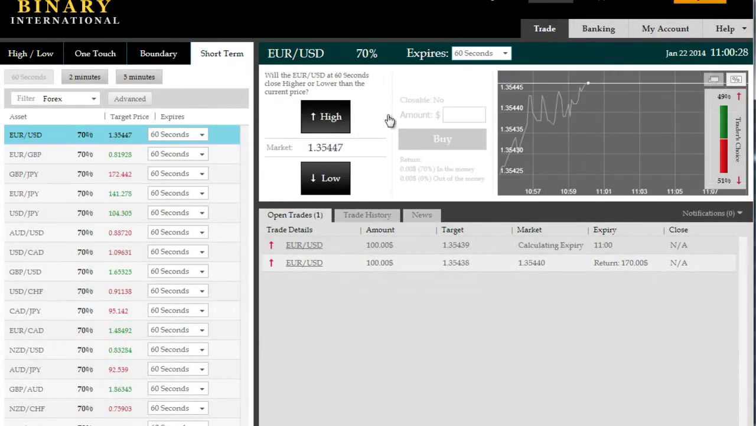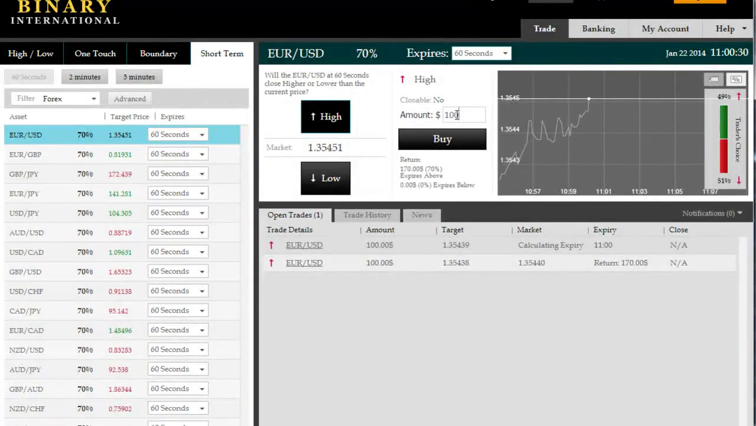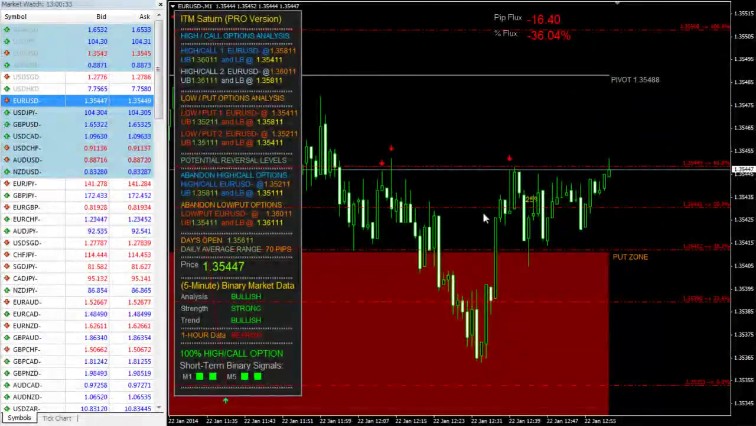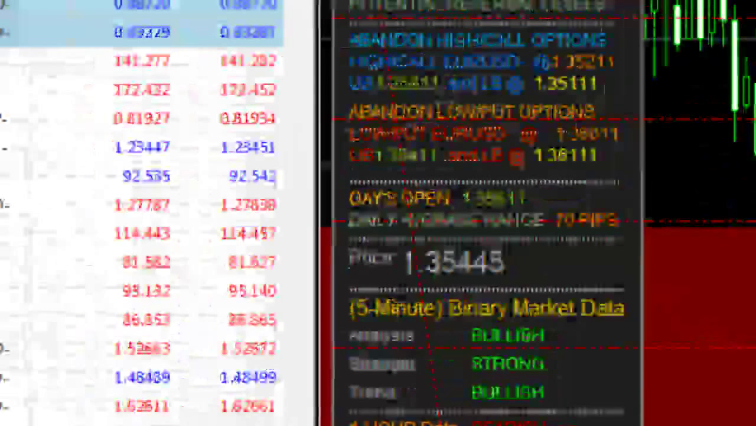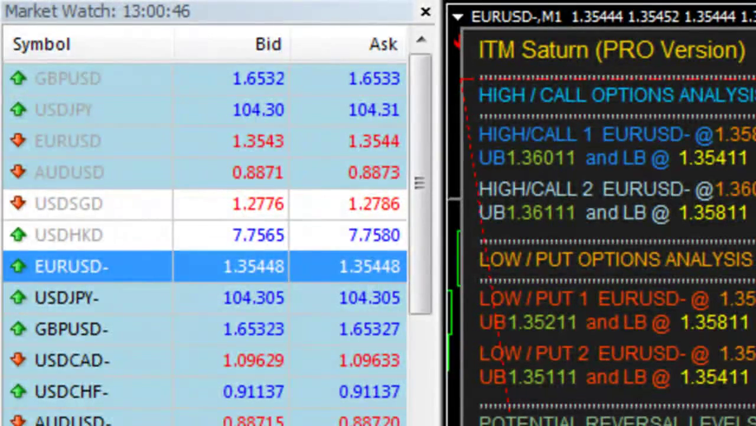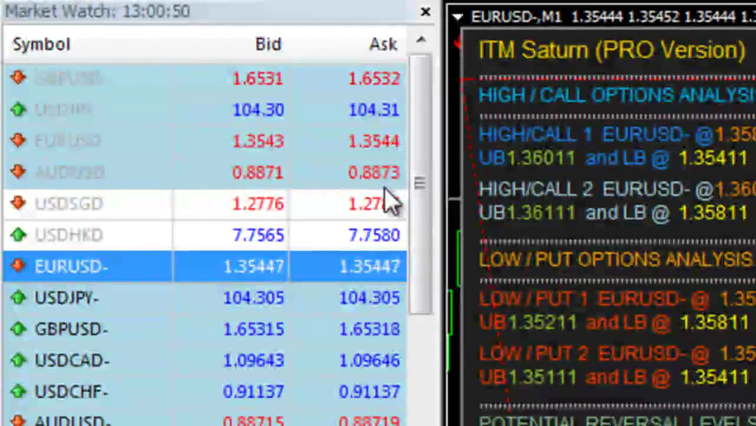Next trade in execution. 75% probability. $100 invested again. There we go. 100% high call option probability as indicated by ITM Saturn Pro. So we'll go ahead with this trade shortly as soon as this minute expires. We've missed the entry because with 30 seconds in, that is way too late to execute a trade. So we're just going to execute it just before the expiration of this minute or on the minute.